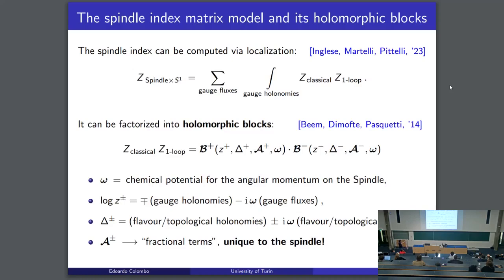Let me introduce them. There's omega, which is for the angular momentum. We have the gauge holonomies and gauge fluxes, which we package in these zeta variables. And there are the holonomies and fluxes also for the flavor and topological symmetries, which we package in the delta plus or minus variables. So far so good, but there's a new ingredient, which is kind of unique to the spindle, and it is fractional terms, which we denote with a curly A plus or minus.